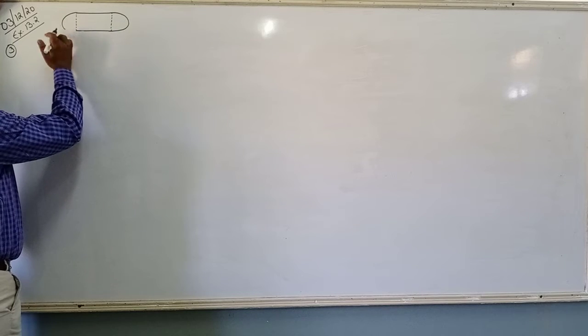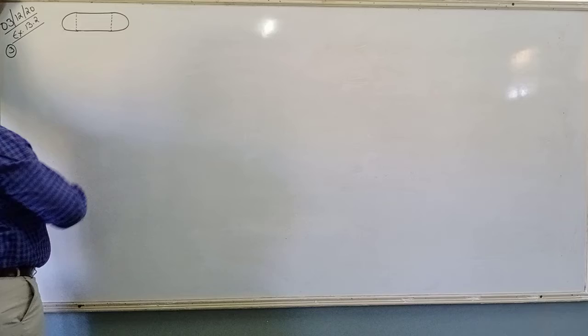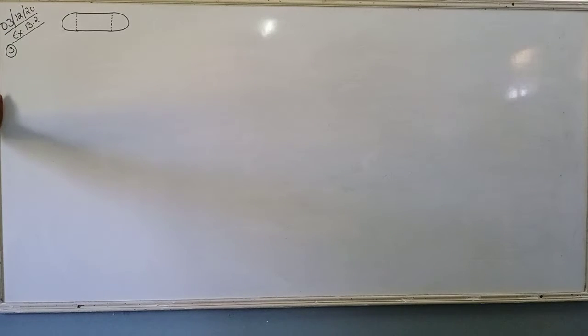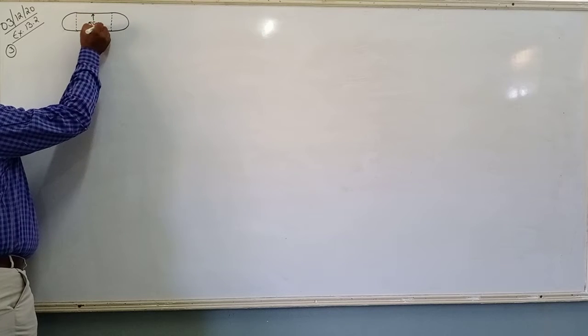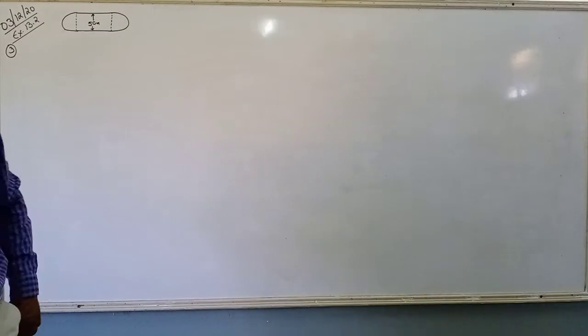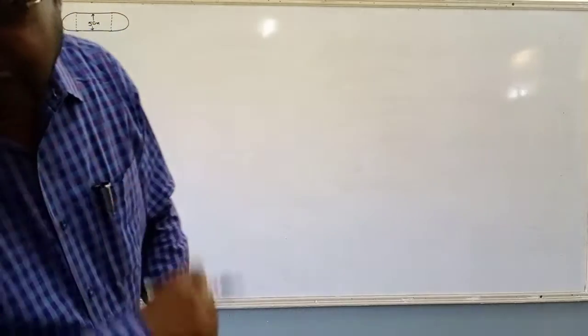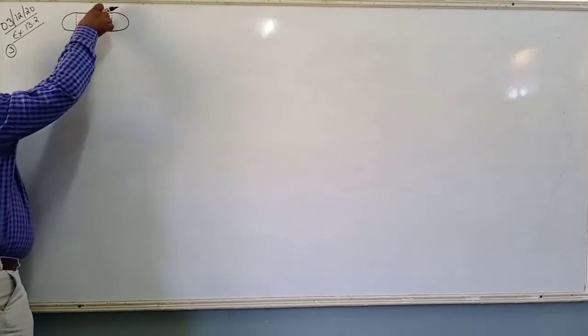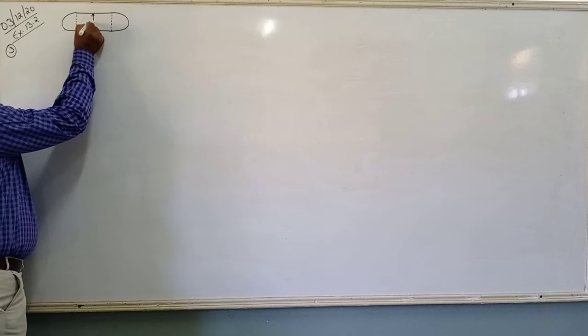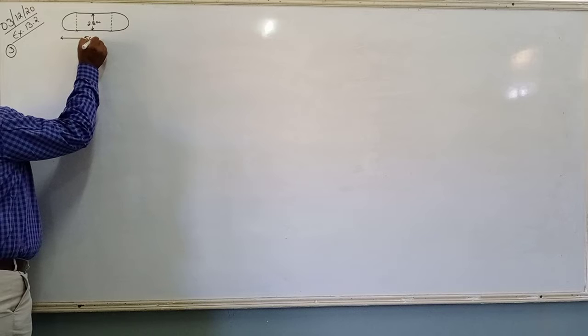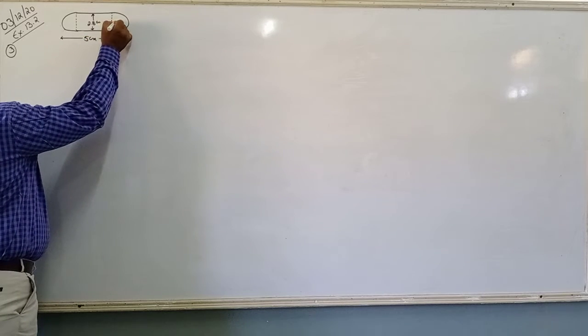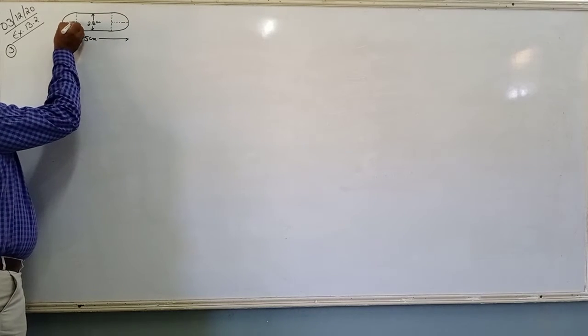In the previous exercise, if you remember, we had done the same shape in the form of a capsule. There the dimensions were in millimeters. Here the dimensions are in centimeters. The length is 5 centimeter and diameter 2.8 centimeter, and the length of this gulab jamun is 5 centimeter from this end to this end. So this is the radius of the hemispherical portion.